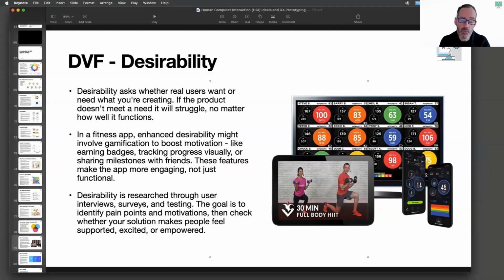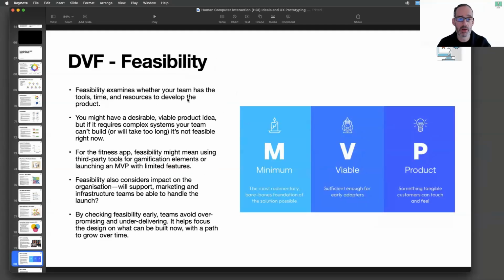So how you research desirability is through user interviews, surveys, testing, and you want to see if people feel supported or excited or empowered by your product or your creation. So you need to establish desirability. What features do we need to make this desirable to people? Will people want it? Because if nobody wants it, it's going to fall over on us.